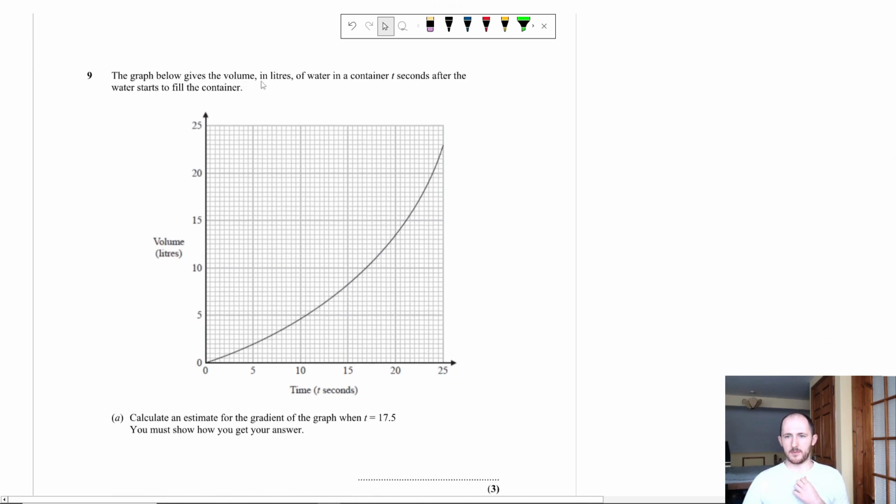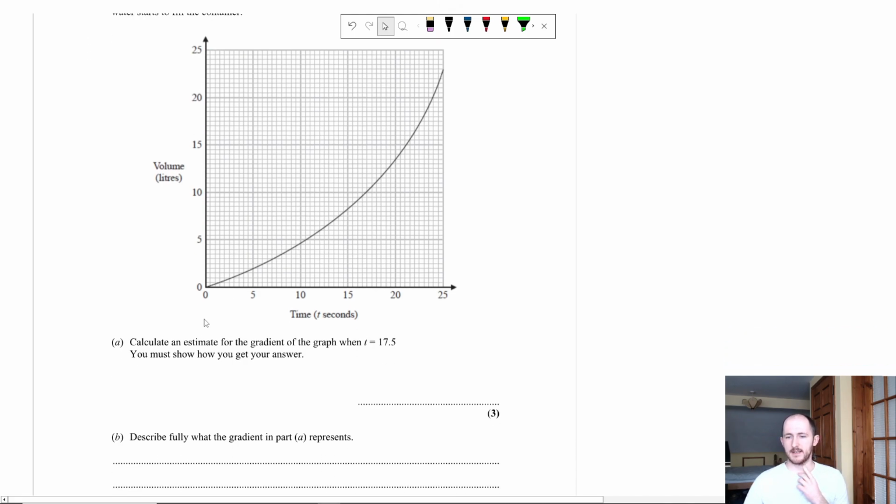The graph below gives the volume in litres of water in a container t seconds after the water starts to fill the container. Calculate an estimate for the gradient of the graph when t was 17.5. Okay, so first of all, let's work out what 17.5 is. Between 15 and 20, there's 10 in between. So 5 divided by 10 will give me how many each one's worth. So it's 0.5. So it's 15.5, 16, 16.5, 17, 17.5.